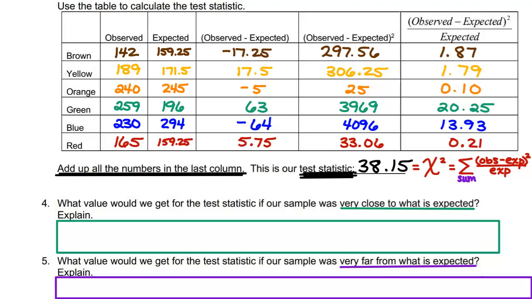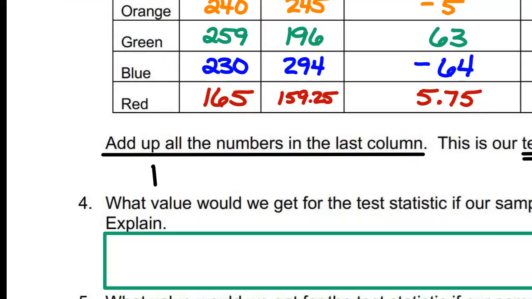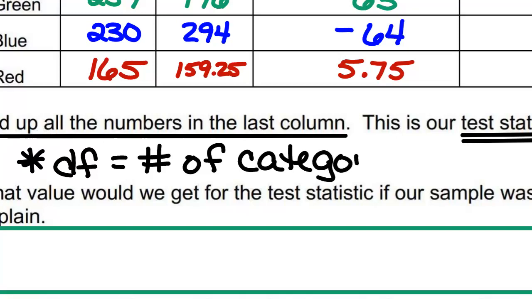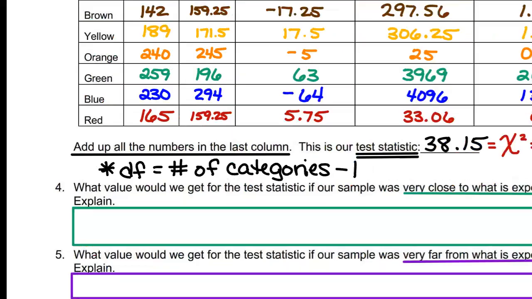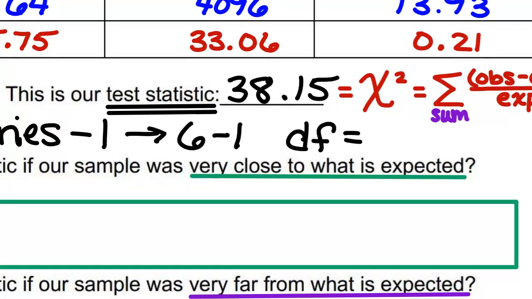What do you notice down the left-hand column? Degrees of freedom. The degrees of freedom is always going to be the number of categories that we have minus 1. How many categories did we have? 6. So how many degrees of freedom do we have? 5. Degrees of freedom equals number of categories minus 1, so 6 minus 1, our degrees of freedom would be 5.